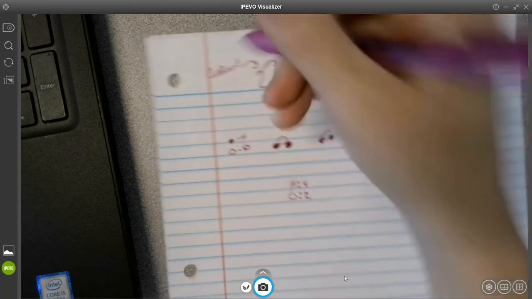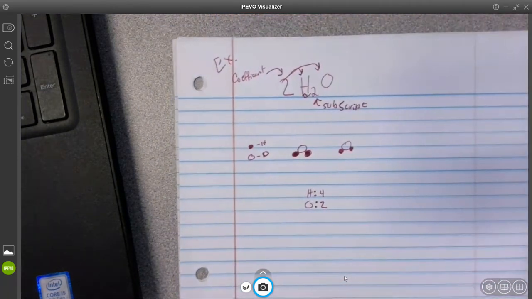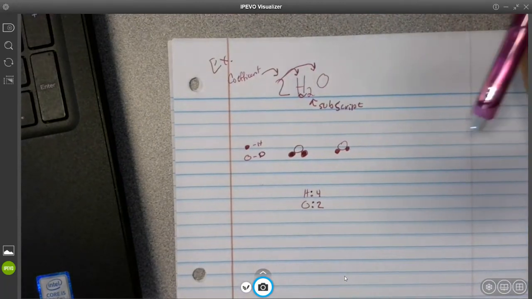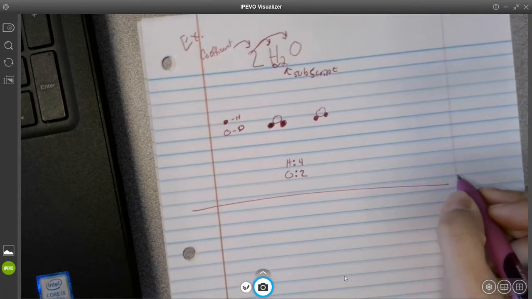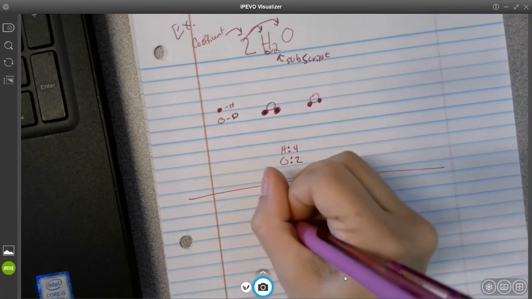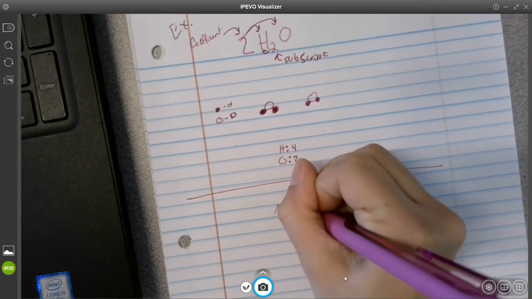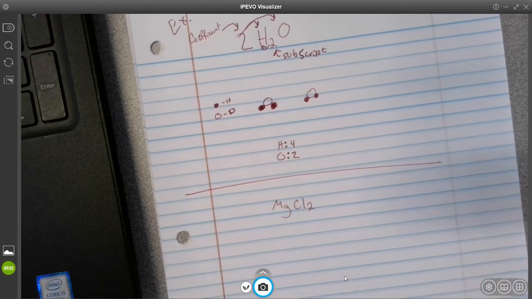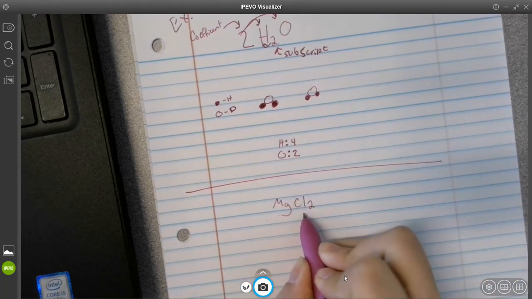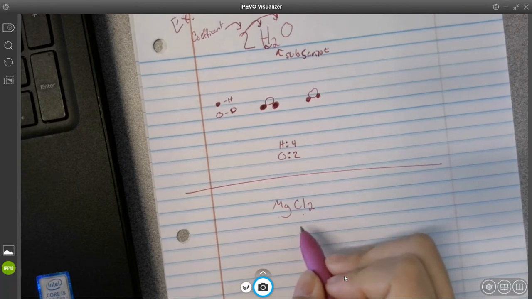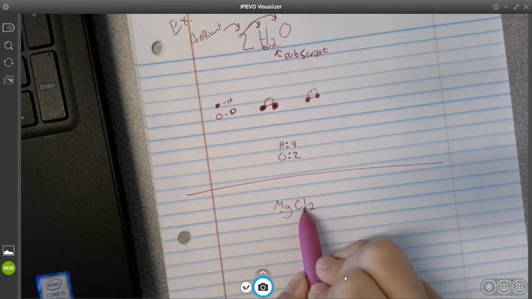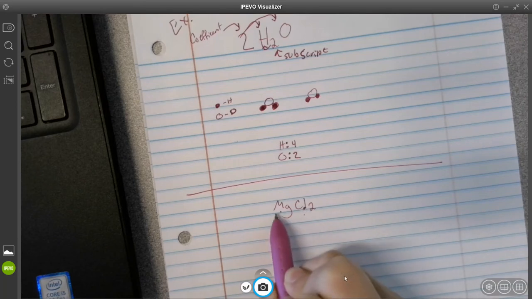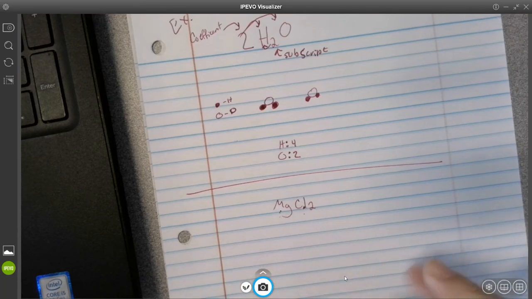Now, this is just the first example. There's going to be a few more, so don't worry if you don't understand it just yet. But we're going to go ahead and look at MgCl2, magnesium chloride. Remember, this is an ionic compound. The metal will keep its name. Chlorine will drop its ending and become -ide. So magnesium chloride.